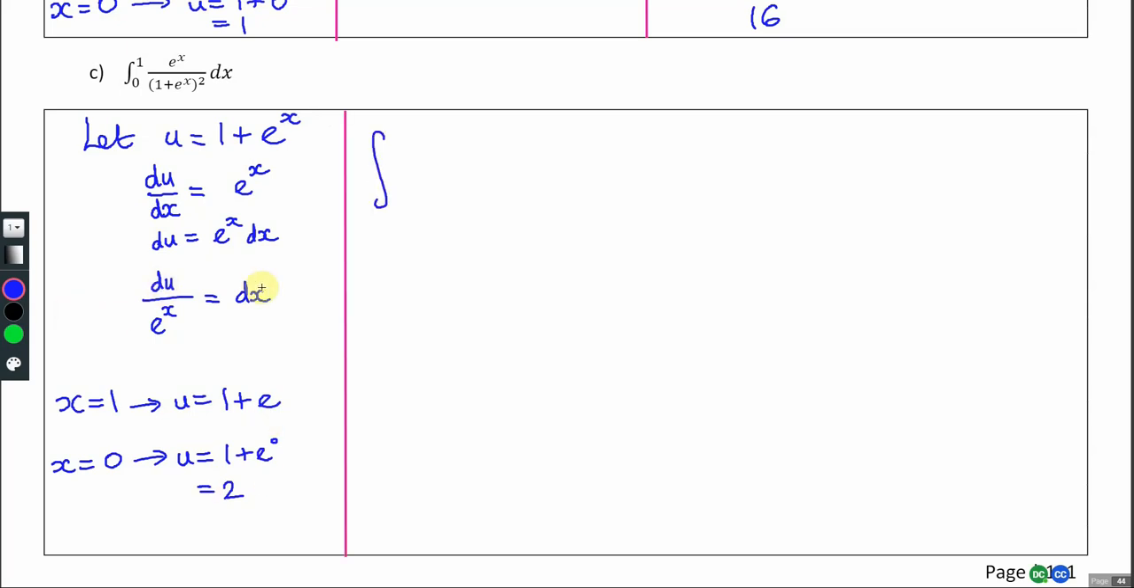The upper limit became 1 plus e. Whatever you do, don't turn it into a decimal. Keep it exact. So keep it as 1 plus e. And the lower limit became 2.